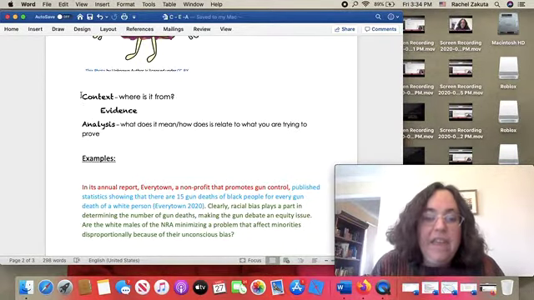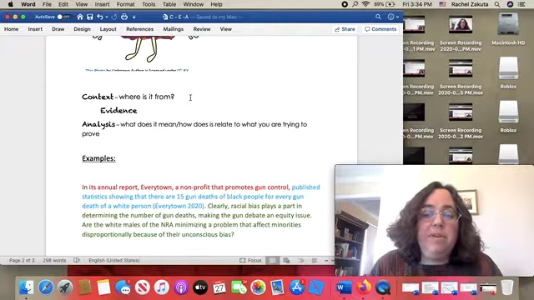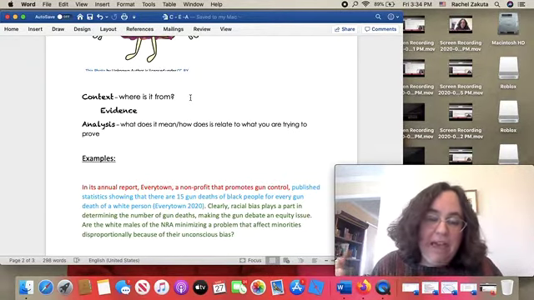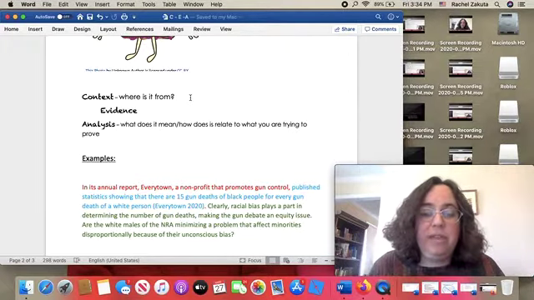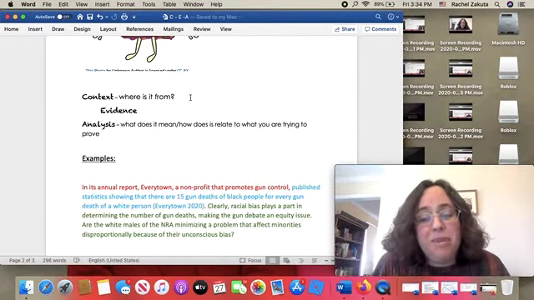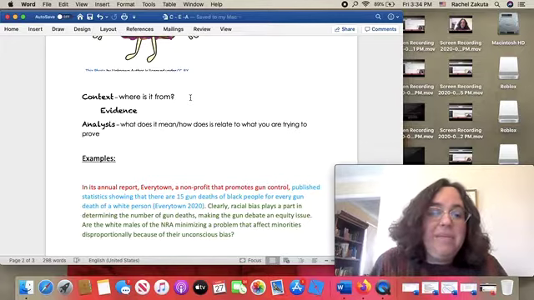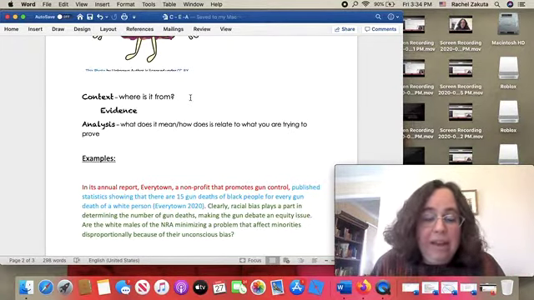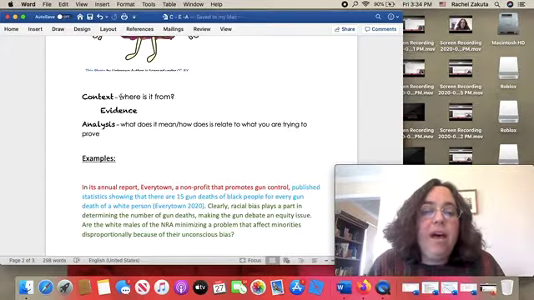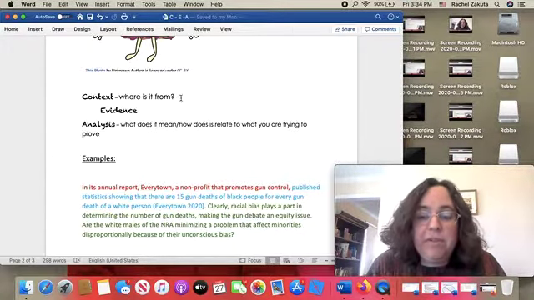The context tells us where the information is from. Is it from someone with a doctorate who's super reliable and has done research studies? Or is it what your grandmother told you yesterday? Not to diss your grandmother. Grandmothers are great. I fought with mine constantly, until she lost her marbles. But they're great. Context is where the information is from.